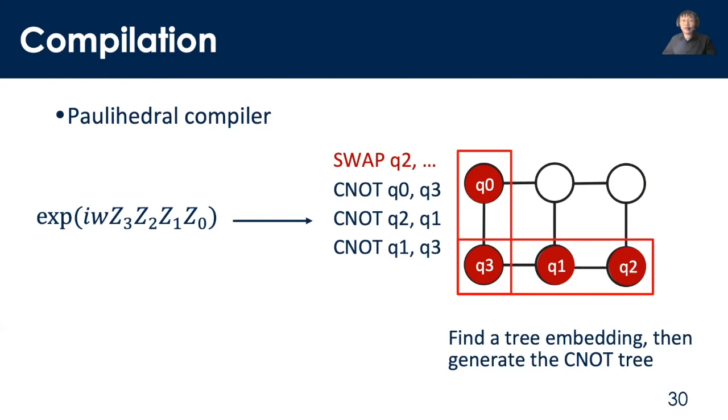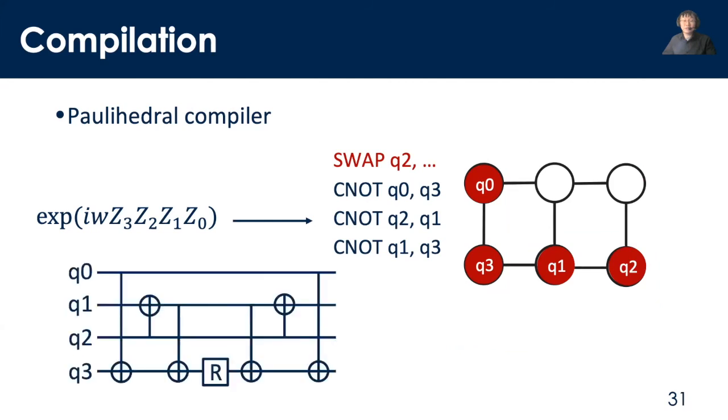And now we can use this tree embedding we find to synthesize our CNOT gates. For example, we can have CNOT gate on Q0, Q3, and then do CNOT on Q2, Q1, do CNOT on Q1, Q3. And finally, the circuit we implement is something like this. It looks very different from the previous one, but since all the qubits are connected in a tree structure, we know it is equivalent to the previous one.